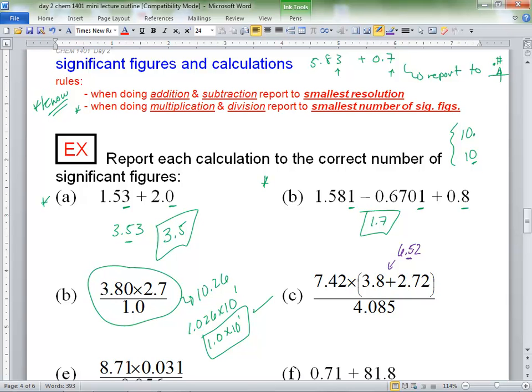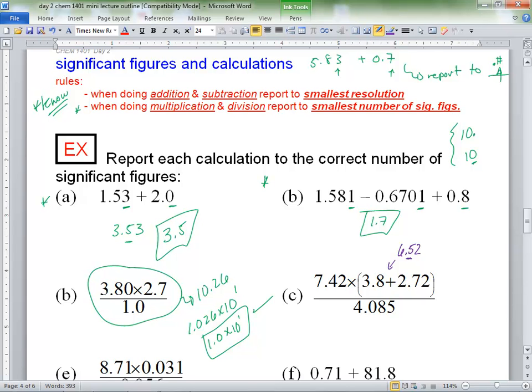This is where the underlining really becomes important, because you don't do any rounding until all the calculations are done. So you carry all your digits, but you have to recognize, I only have 2 sig figs here. But the number is really 6.52. If there's more, fine, you write them. But I only have 2 sig figs. Now you do the rest. 7.42 times 6.52 times 4.085. But you're going to report your answer to how many sig figs?